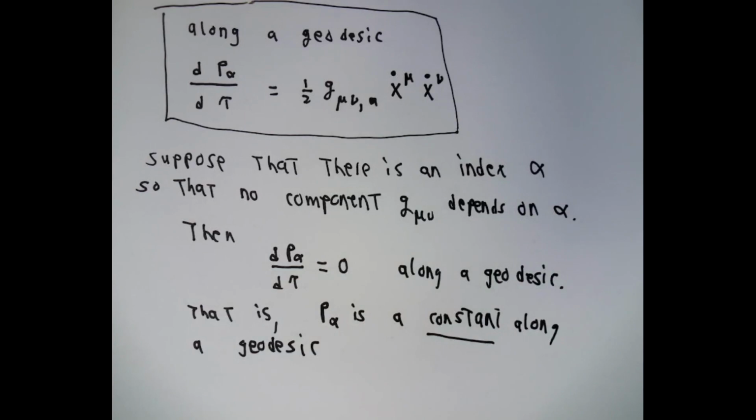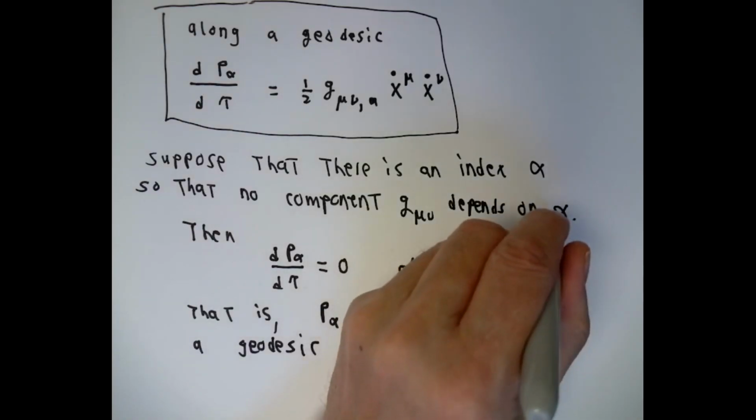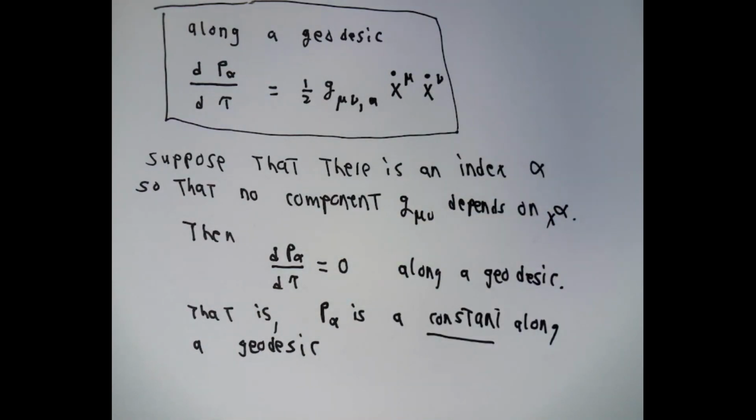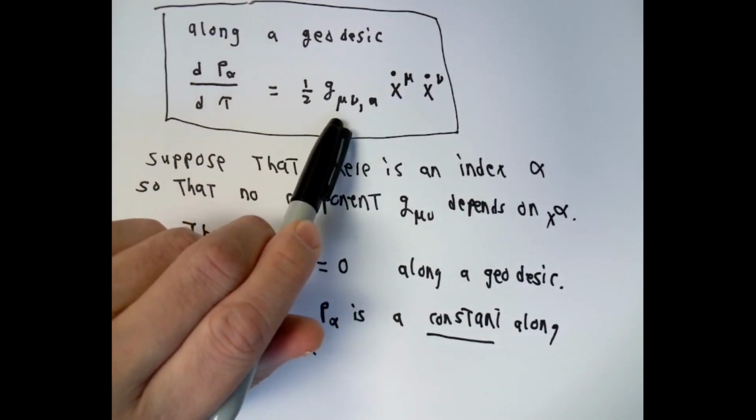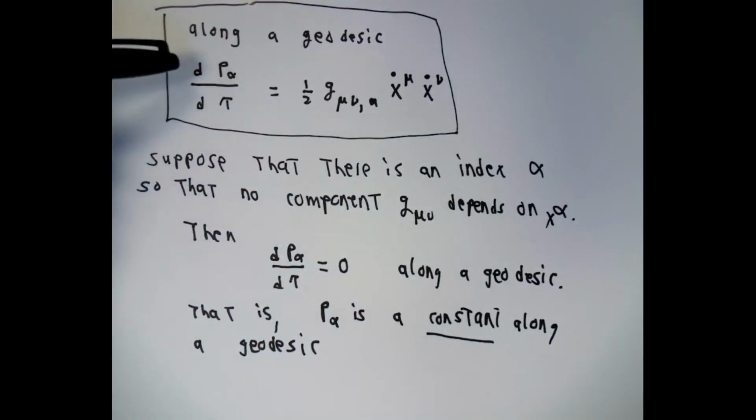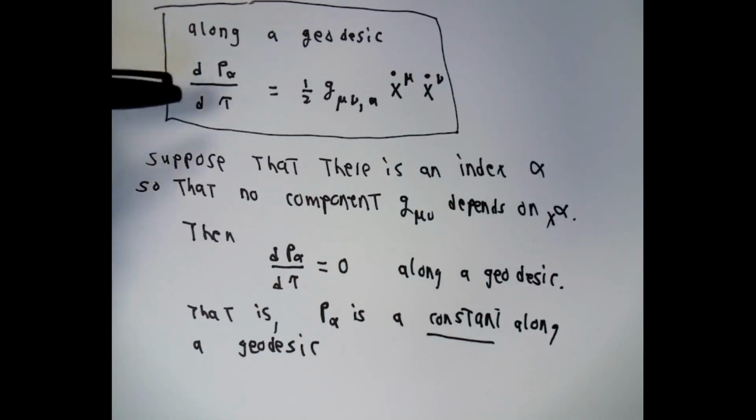Suppose that you had some index alpha, and no component of the metric tensor depended on the coordinate number alpha, on x alpha, that is. If that's the case, then all of these partial derivatives are zero. That says that the derivative of p sub alpha with respect to tau must be zero. That means if the path we're following is a geodesic, then p sub alpha is a constant. One of the components of the one-form version of the four momentum does not change at all as you travel along the geodesic. This is going to be extremely convenient for us.